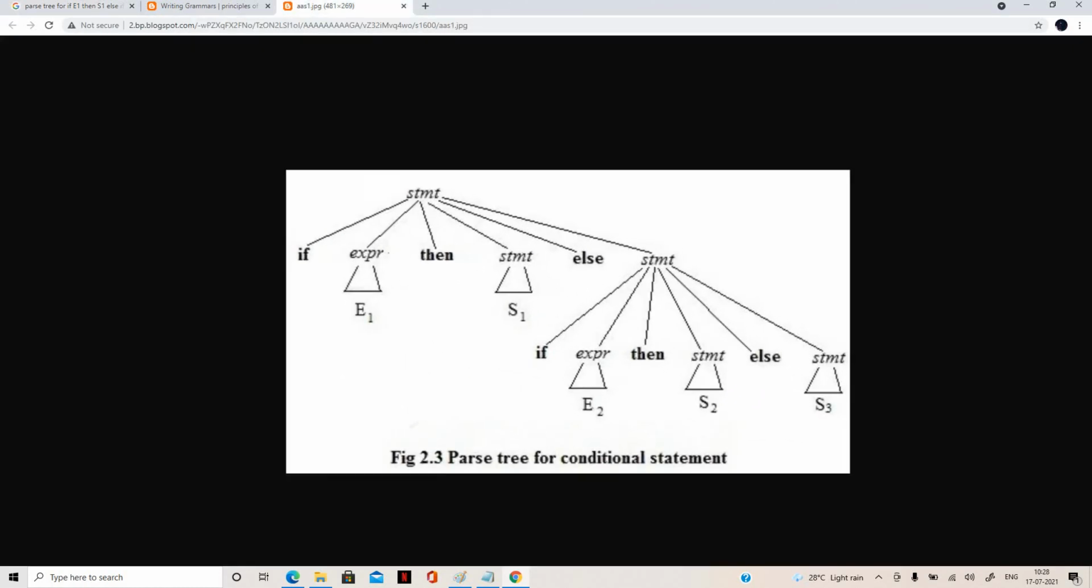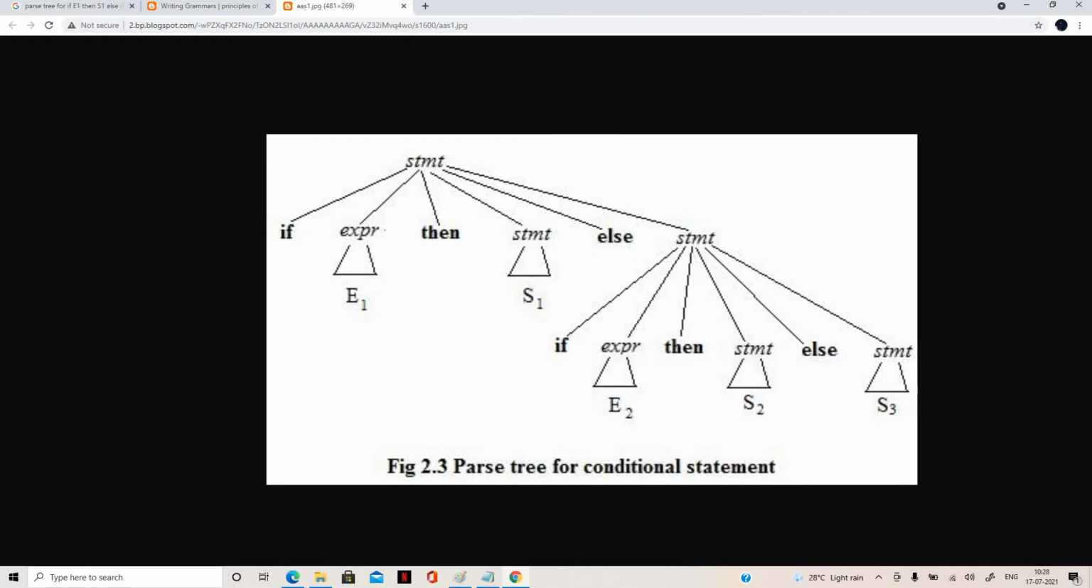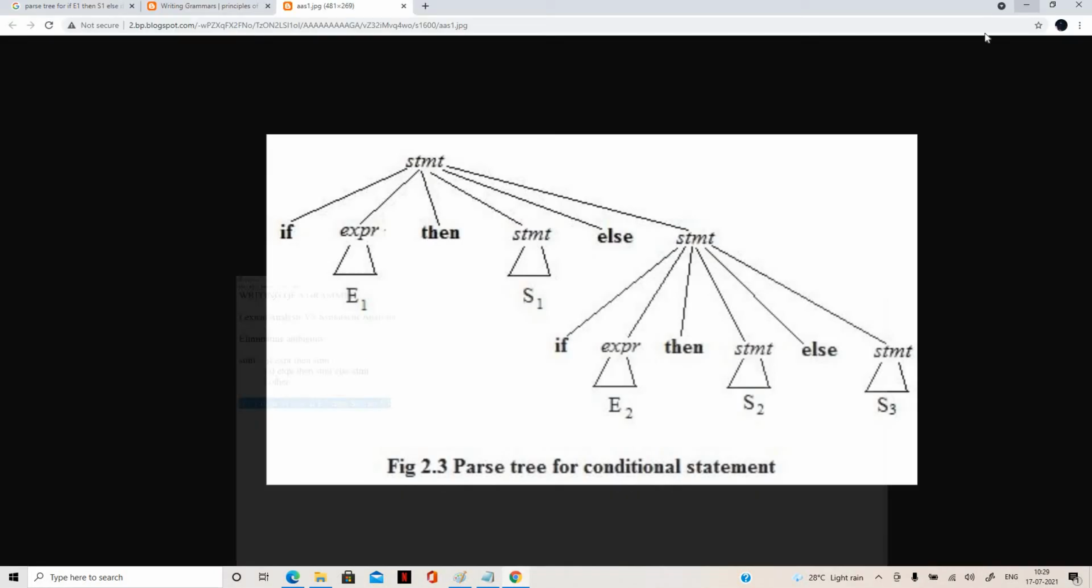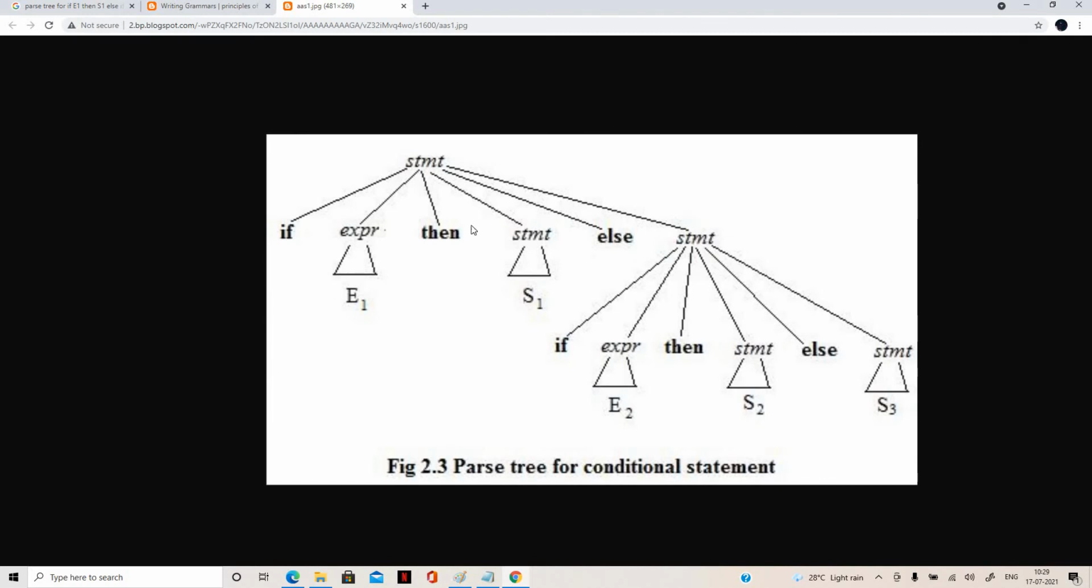Generally, this will be the parse tree for the given expression. So statement will be there: if expression, then statement, else statement. What we wrote as the expression is: if E1 then S1, else if E2 then S2, else S3. For this given statement, the parse tree will be like this: statement, if expression, then statement, else some statement.